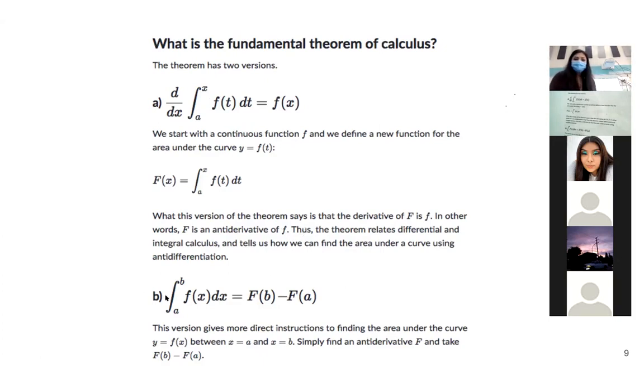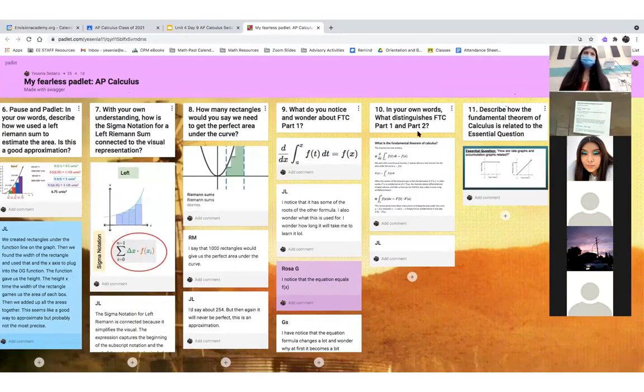Part B, right? This one right here is fundamental theorem part 2. That's the calculation thing we just did on the board. That one is actually finding exact areas under a curve. So go ahead and read this, because we're going to be doing a Padlet. Take the time to read it, even if you're not fully understanding yet. What do you think makes part 1 and part 2 different?